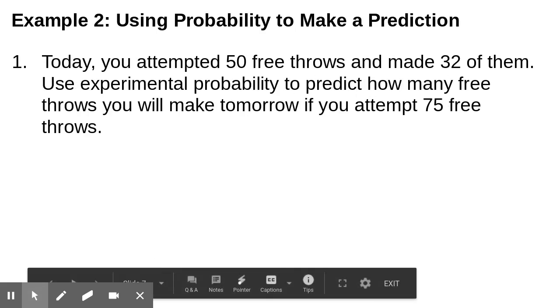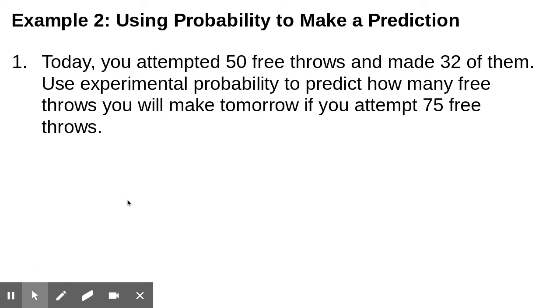All right. So this is something a little different here. We're going to use probability to make a prediction. We're going to use something that we talked about probably back in October, November-ish, to help us make a prediction based on the probability. So today you attempted 50 free throws and made 32 of them. You want to use experimental probability to predict how many free throws you will make if you attempt 75 of them. All right, so let's go back to the beginning.